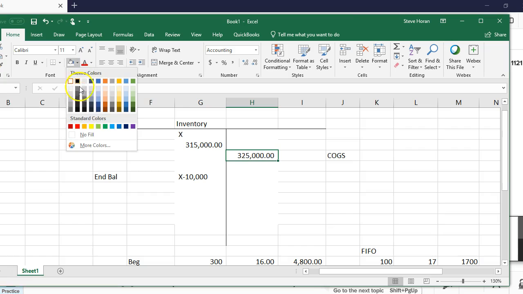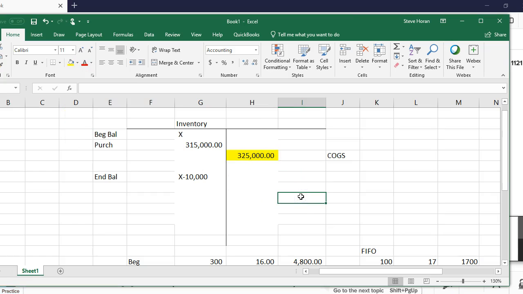This is what the question wanted us to compute, the amount of cost of goods sold. So you can see right there, it's 325, and basically I just had to take the 315, add the 10,000, that gives me 325, and then basically it works. Okay, so that was 9-4.